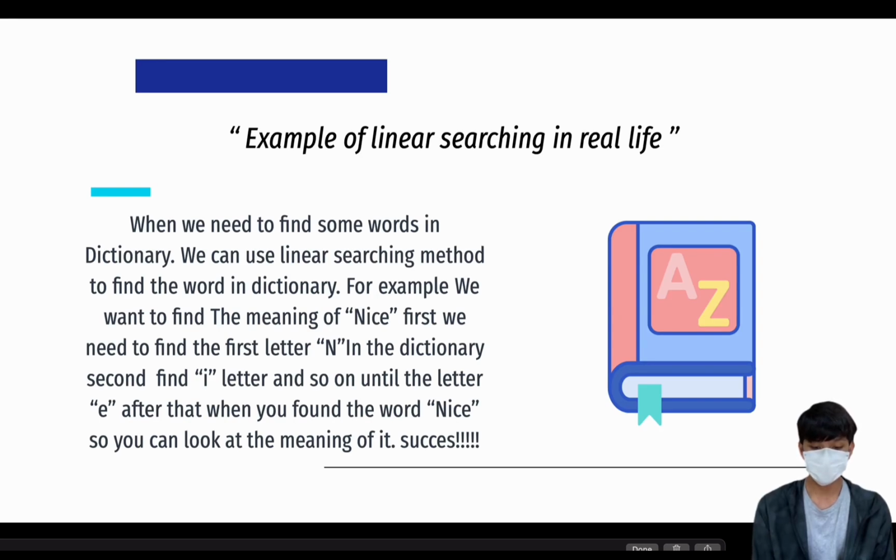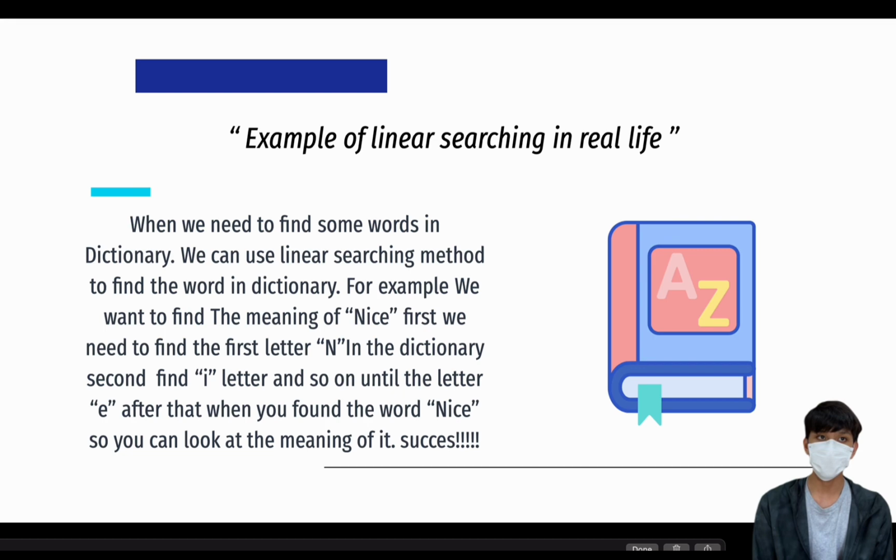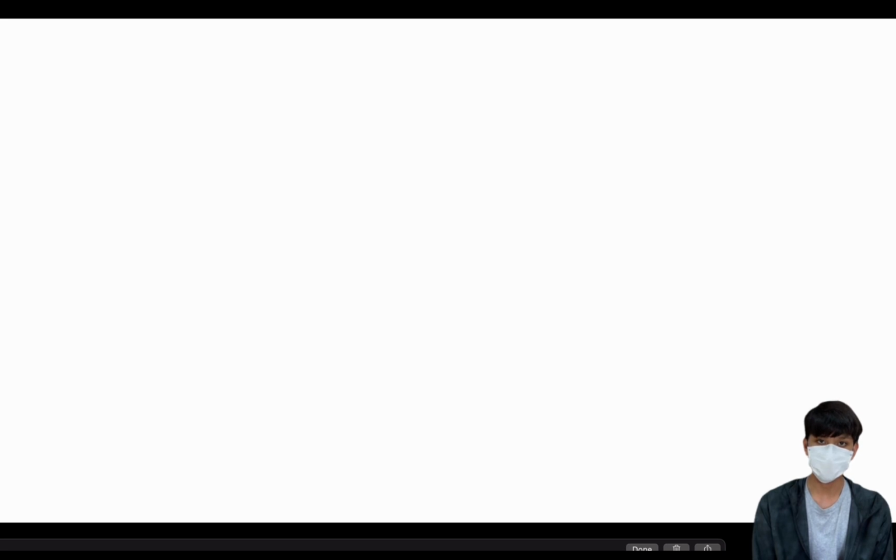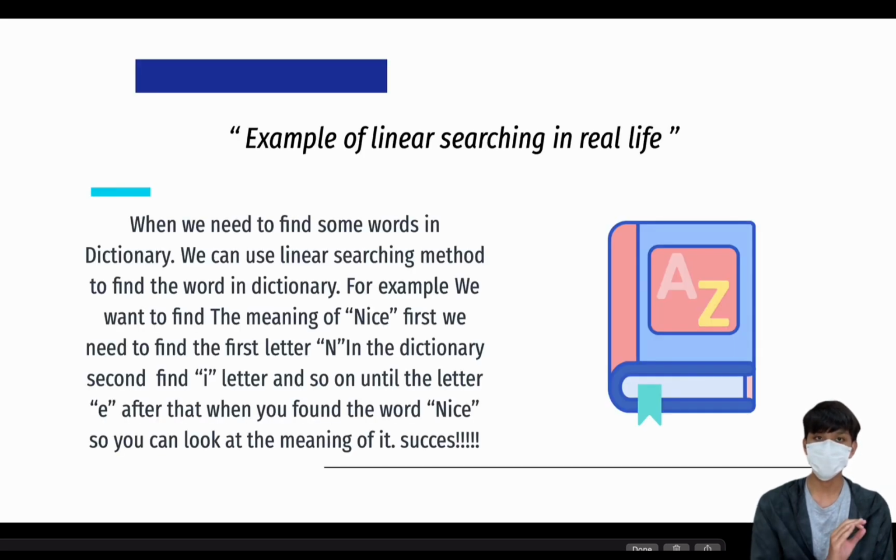Example of linear searching in real life. So let's assume that you need to find the meaning of the word nice in the dictionary. So the first letter we have to find is N. So we run to the dictionary. The first is A, no, B, no, C, no, till we found N.